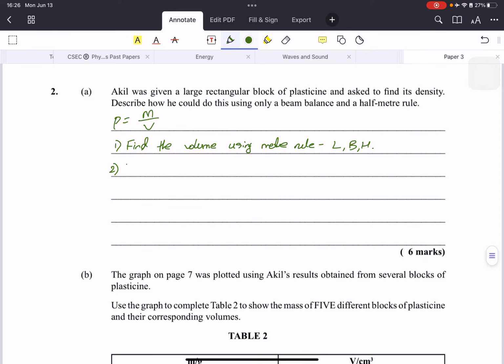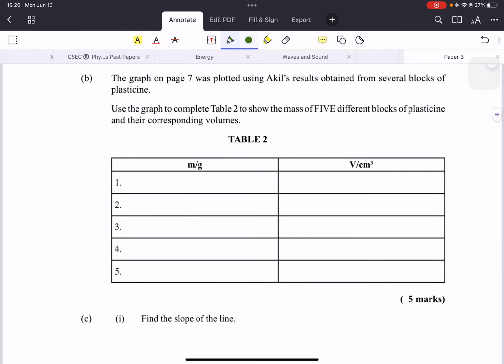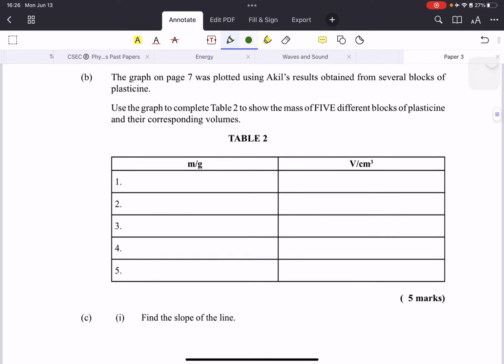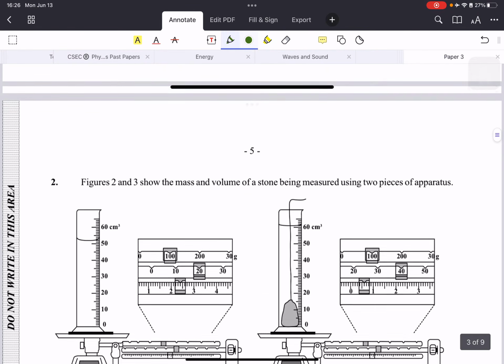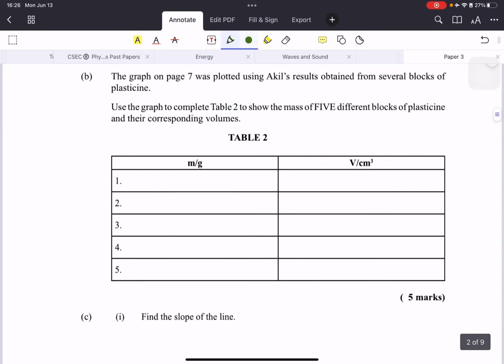And using the triple beam balance, you can find the mass of the block, and we have to use this formula here to find the density. Okay, so a very simple setup of the experiment here. All right, so there's a graph on the other side of the page. I don't have the graph. That's regular graph work, right?